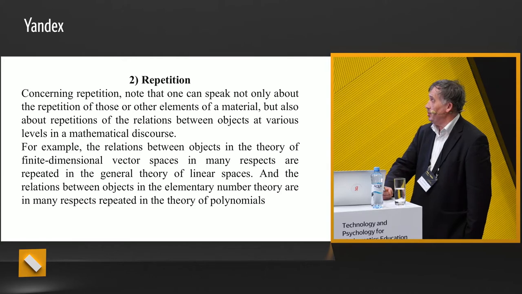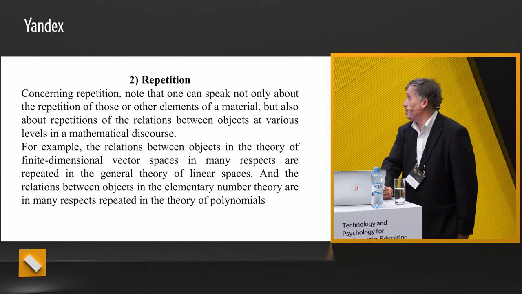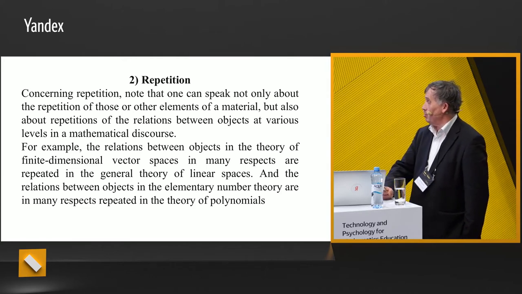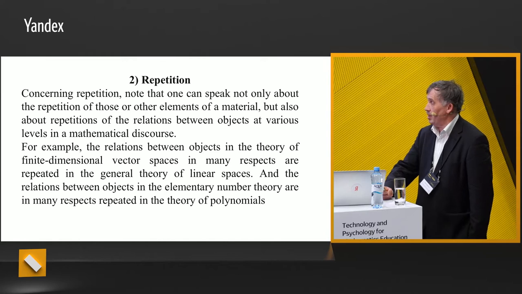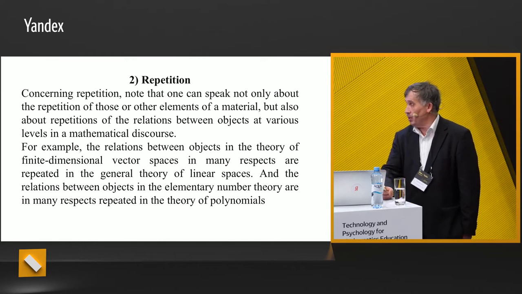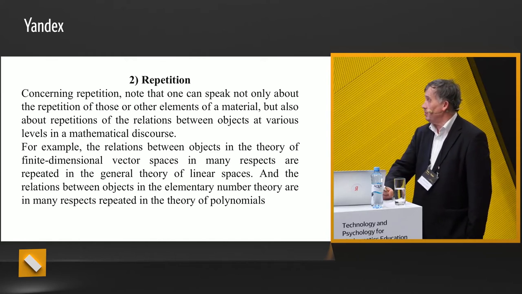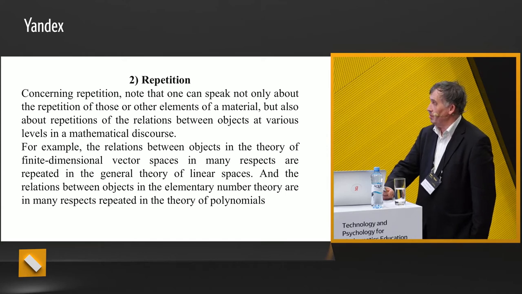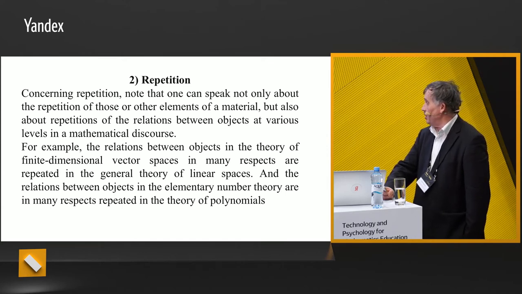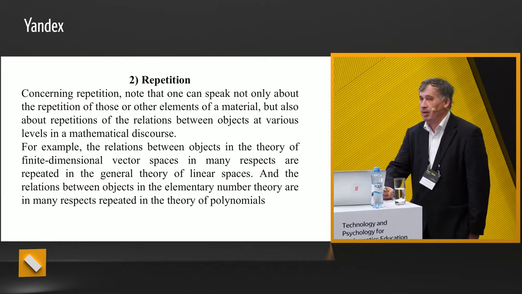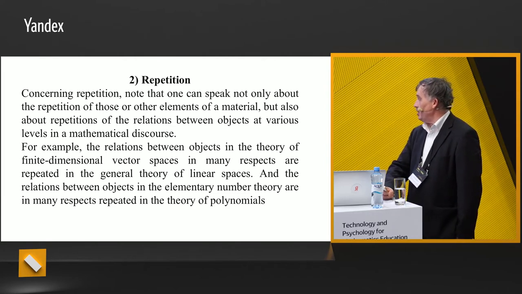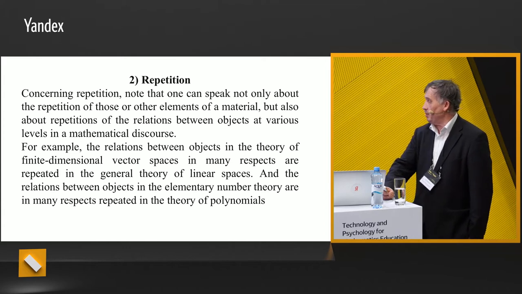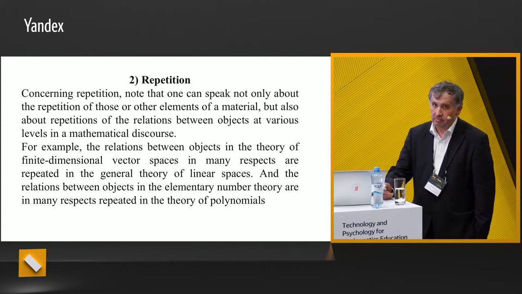Repetition. Concerning repetition, note that one can speak not only about the repetition of certain elements of material, but also about the repetition of the relations between objects at various levels in a mathematical discourse. For example, the relations between objects in the theory of finite-dimensional vector spaces are in many respects repeated in the general theory of linear spaces. And the relations between objects in elementary number theory are in many respects repeated in the theory of polynomials.